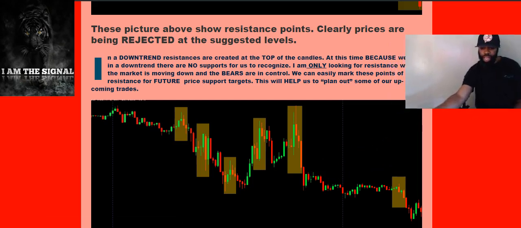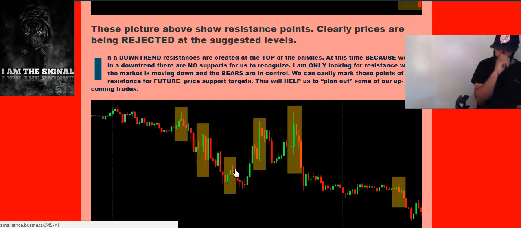And now, we could take these and easily mark these points of resistance off for future price support targets, right? So this is going to really help plan out your trade activity, right?